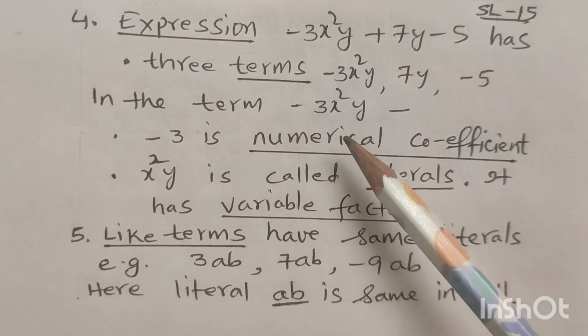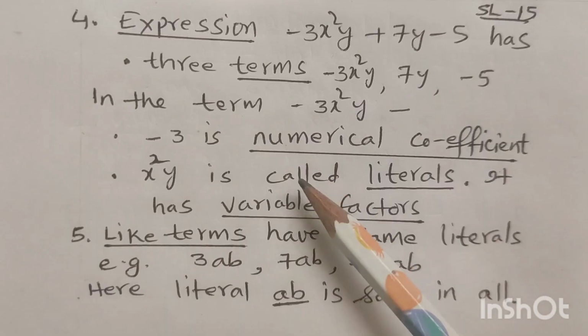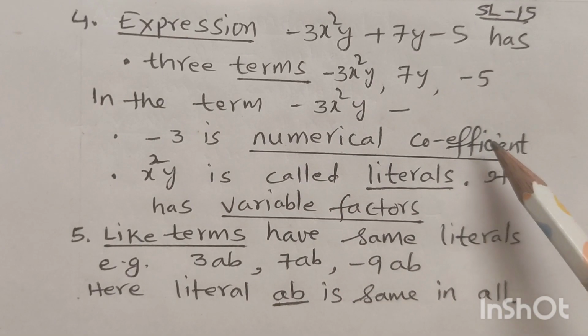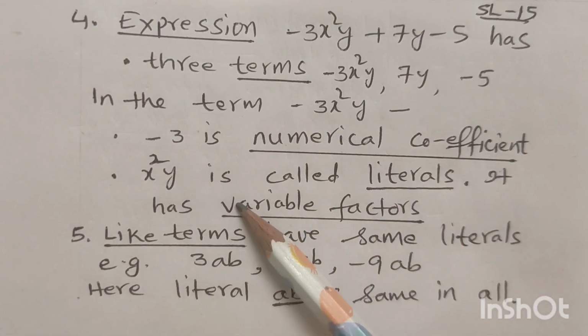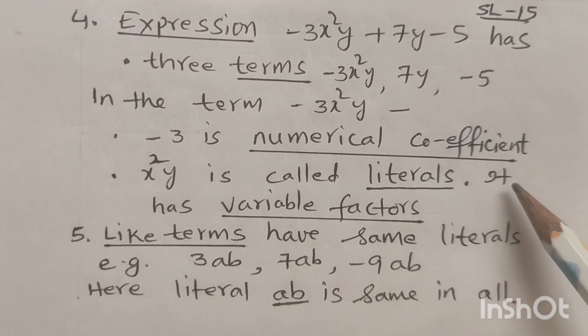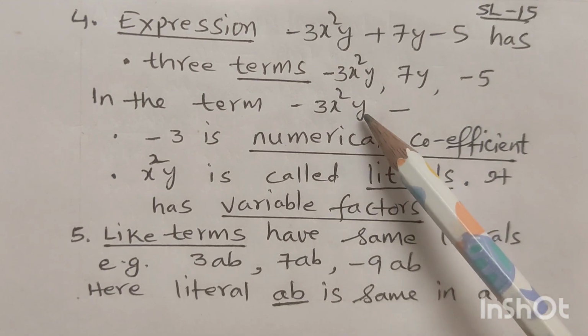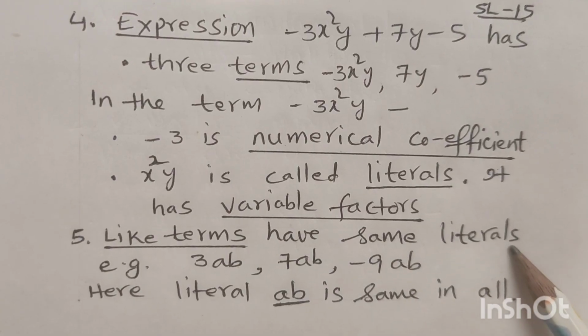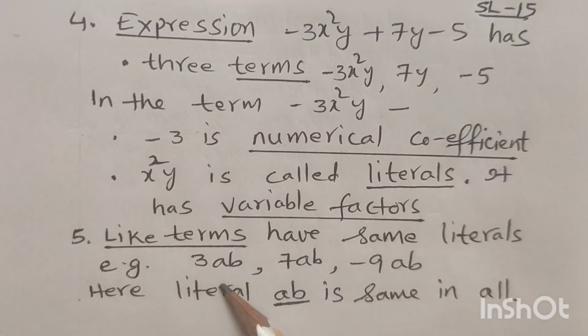Now in this term minus 3x square y, we say minus 3 is the numerical coefficient and the balance x square y is called literals. It has variable factors x square and y. Like terms have same literals. For example, 3ab, 7ab, minus 9ab. Now all these 3 terms have same literal, that is ab.